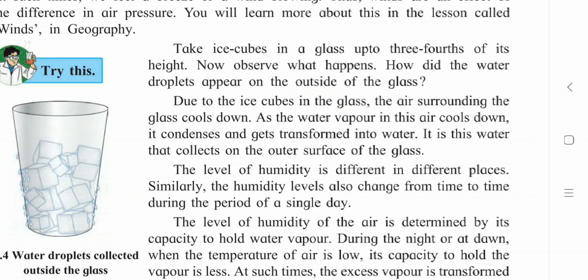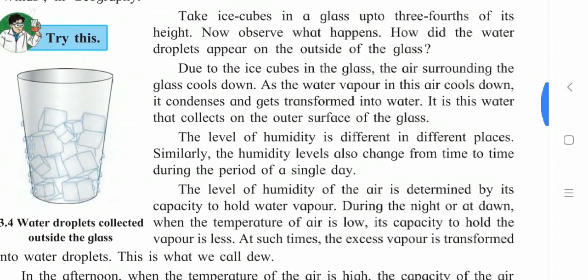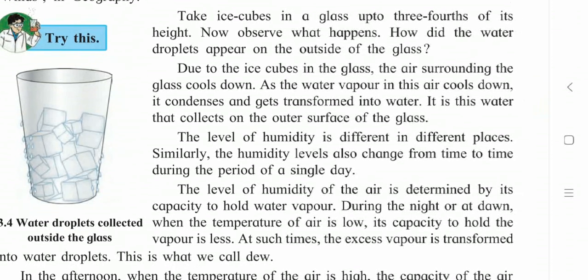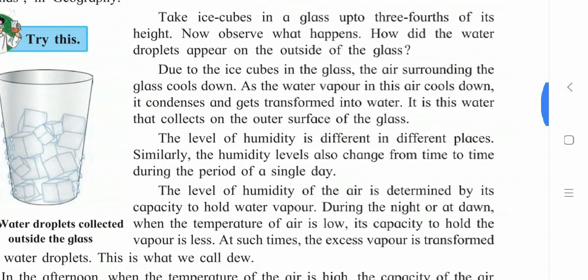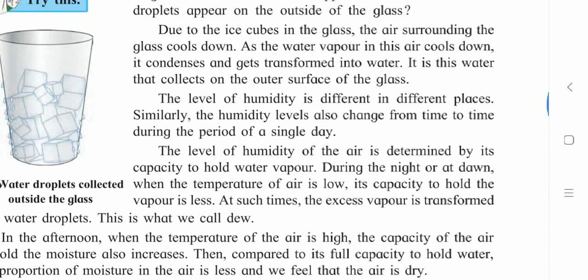The level of humidity is different in different places. Similarly, the humidity levels also change from time to time during the period of a single day. The level of humidity of the air is determined by its capacity to hold water vapor.